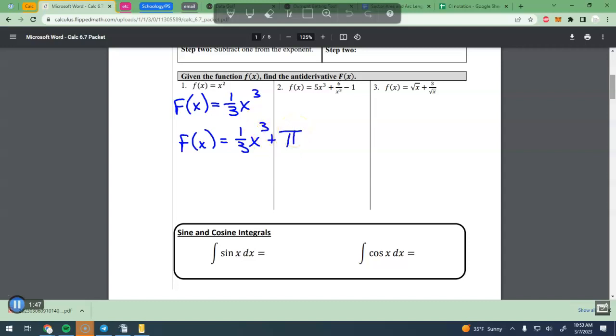Does that have a derivative of x squared? Oh, what? That's what he just wrote on my paper.